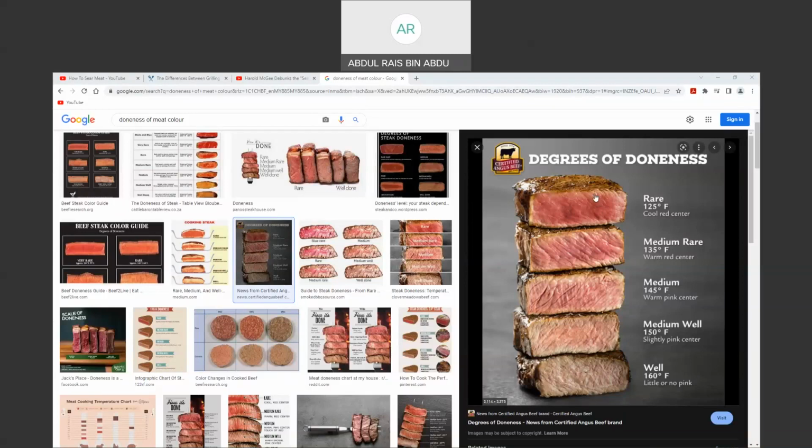So as you can see here in this picture, rare has a brown surface on the outside and a thin layer of gray and red interior. If you go down to medium rare or medium, the center will be more pinkish, warm red color. Medium should be pinkish color. Medium well, very slight pinkish color. While well done, no pink, just brown throughout.